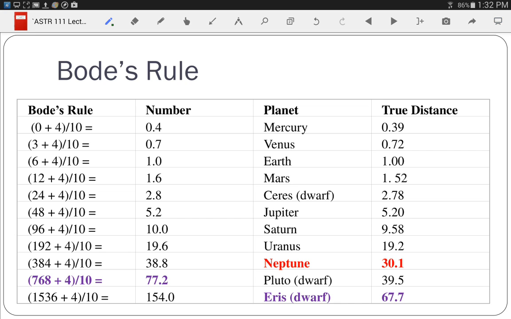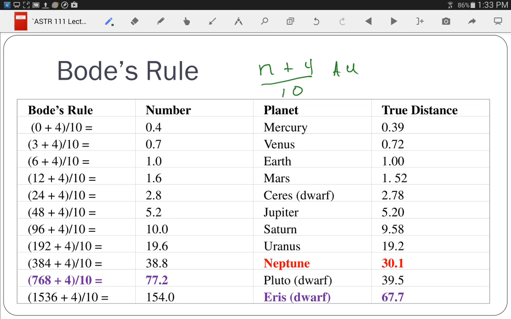This is Bode's rule. Bode, some person, noticed a pattern in the distances of the planets from the sun. Specifically, if you look over here, you can see the rule. The rule is (n plus 4) divided by 10 astronomical units. That's how they use it, right? Yeah. Right in the math, yes.